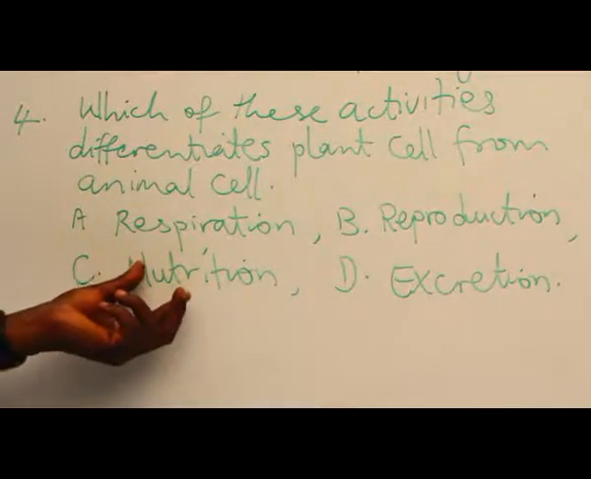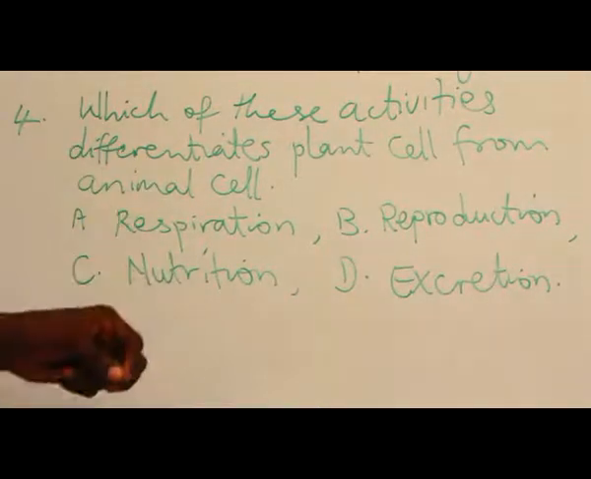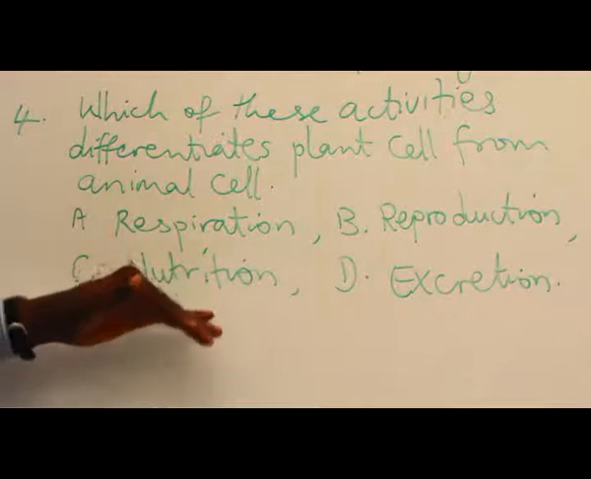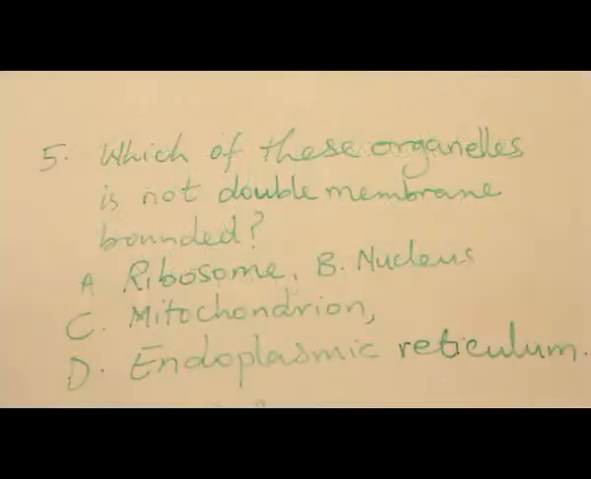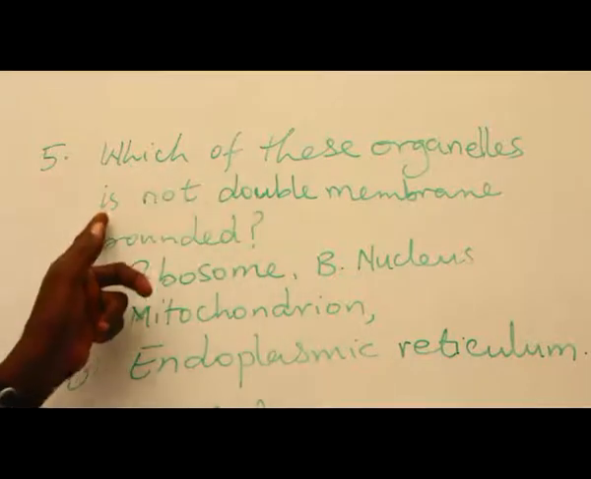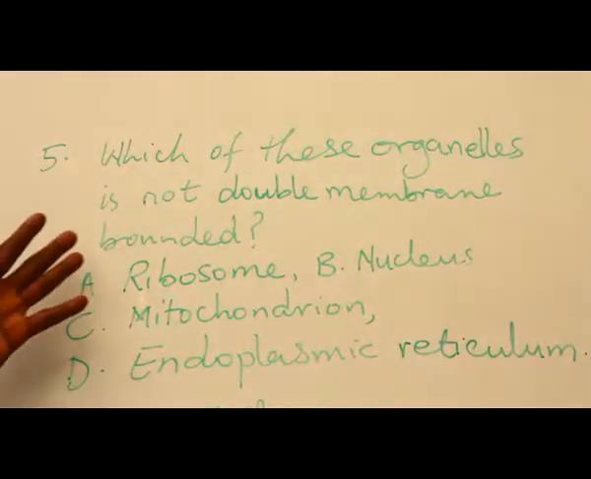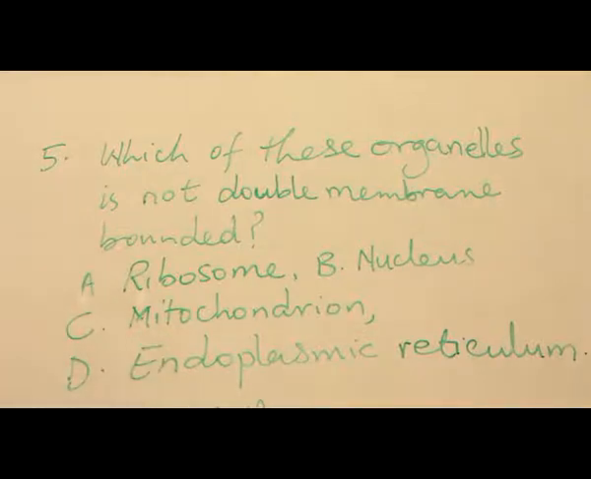Why are plants autotrophs and animals heterotrophs? Because of having chloroplast in plant cell, no chloroplast in animal cell. Number 5. Which of these organelles is not double membrane bounded? This question calls for real understanding of the structure of a cell. There are some organelles in the cell that are protected with double membrane. Among these options, one is not with such protection. You have to fish it out and answer the question.